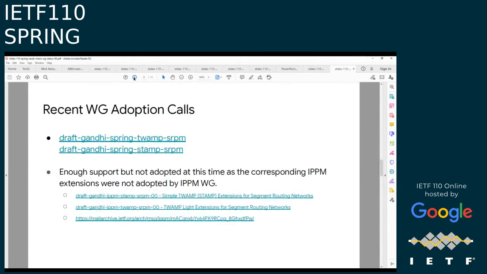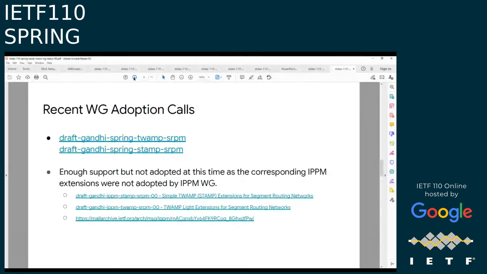Next slide. We have the adoption calls on the two Gandhi drafts, Rajiv's drafts, going on. There was enough support to adopt them. If these were just spring drafts, we would have said adopted. However, these very much overlap with IPPM, and the core material is in IPPM, and they're still working out exactly what's going to happen. We will not adopt until IPPM has figured out what has happened.